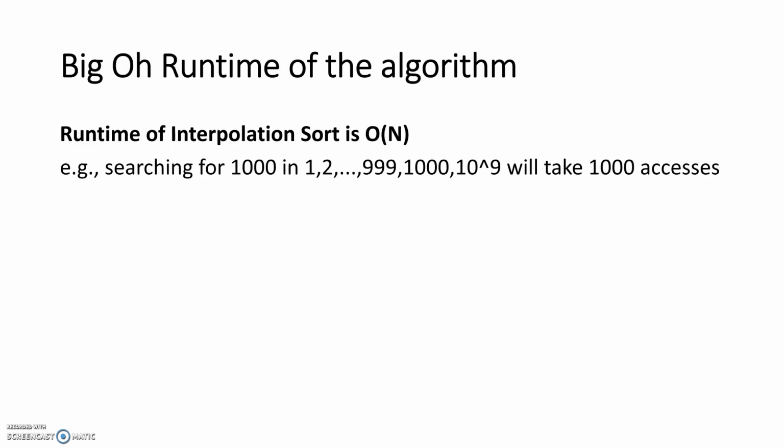Then I searched on the internet for the big O runtime of the algorithm. The runtime of interpolation search is big O of N. For example, if you want to search through 1, 2, 3, 4 all the way to 1000, it's going to take you up to 1000 steps to find the number that you really want to find. But this is not where we want to spend most of our time. You just need to understand that this is going to take you a while to find the items.